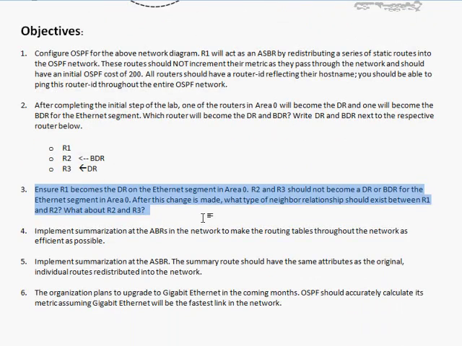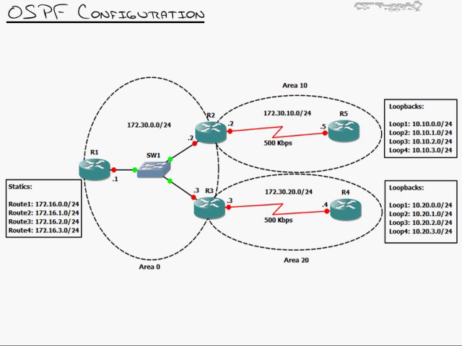So let's move on to the last three objectives. Implement summarization at the ABRs in the network to make the routing tables throughout the network as efficient as possible. Let's jump back over here. We're focusing in on router 2 and router 3. These are, as we've already discussed, the ABRs in the network. These are your summarization points. Likewise, R1 is an ASBR, the only other summarization point that you have in the OSPF network.